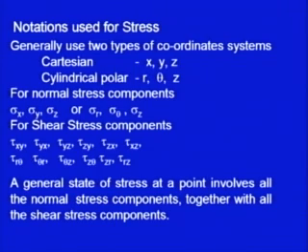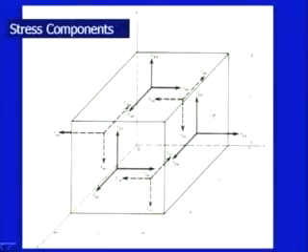As far as the shear stress is concerned, which is parallel to the effective area, the components are termed tau xy, tau yz, tau yx, tau zy, tau zx, and tau xz. These are the six components in different directions in the Cartesian coordinates, and the stress components are also defined in polar coordinates as shown here. So the general state of stress at a point involves all normal stress components together with all shear components. There are a total of 18 elements we need to describe the full stress at a single point.